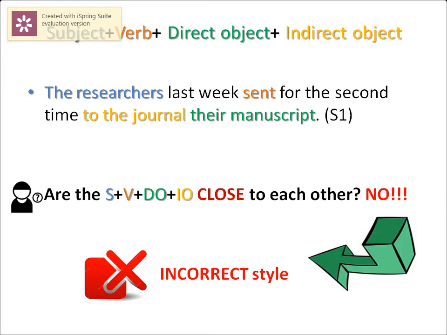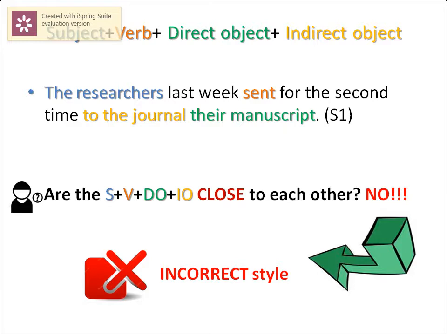Direct object, their manuscript. It's so far from the verb. The reader is tired of reading a lot of words to understand that researchers have sent their manuscript. Indirect object, to the journal, comes before the direct object. It's hard and strange as a style.